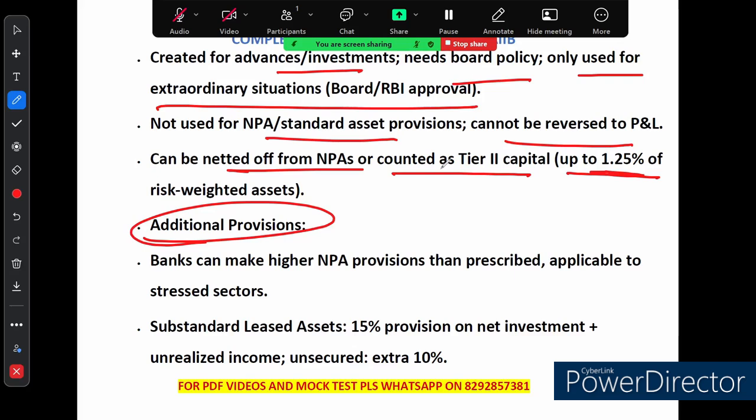Remember, they can be counted as tier 2 capital. Tier 2 capital is also called gone concern capital, right? You know it very well. They are also called gone concern capital.